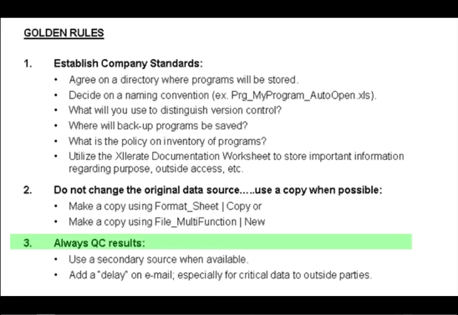Our third golden rule, QC results. It is always important to check your data. Consider using a secondary source when possible to QC your data. For example, your program results may rely on a data sheet that has been queried from a detailed transaction table. With Xllerate, you can automate the QC to compare these results against a query from a secondary summary table.